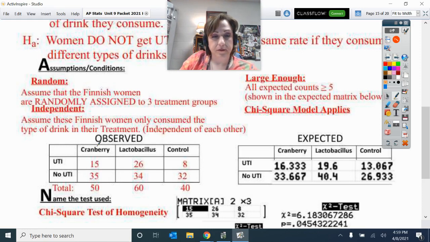So what they had told me was 50 were in the cranberry group, 15 of them got a UTI, 60 were in the lactobacillus group, 26 got a UTI, and 40 were in the control group, of which 8 got a UTI. And then because of subtraction, of course, I filled in the others.